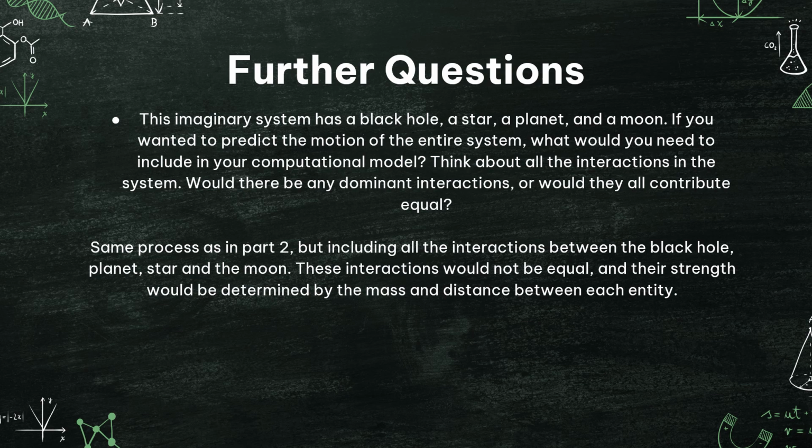In a system with a black hole, star, planet, and moon, the same process would be done as in part 2 of this lab, but this time with many more forces being applied as each entity would interact with each other. These interactions would not be equal, and their strength would be determined by the mass and distance between each entity.